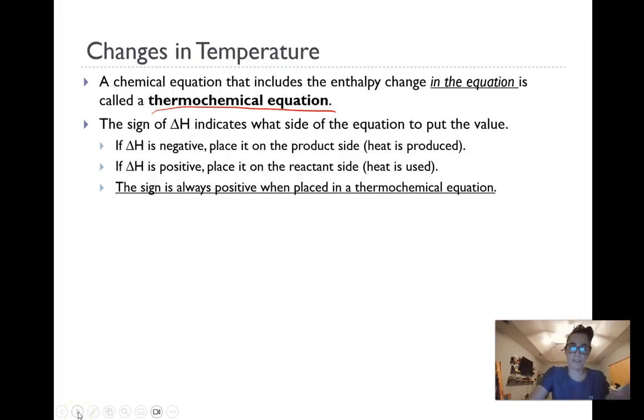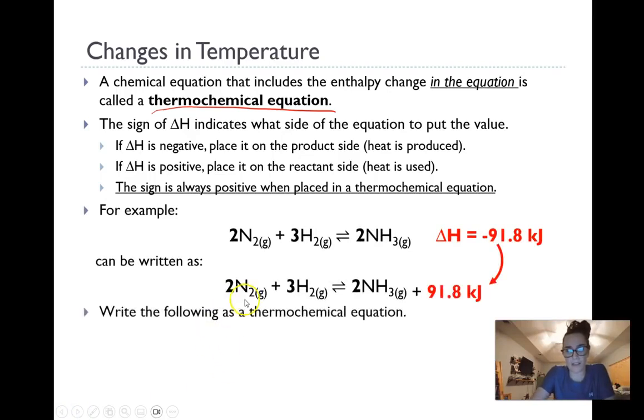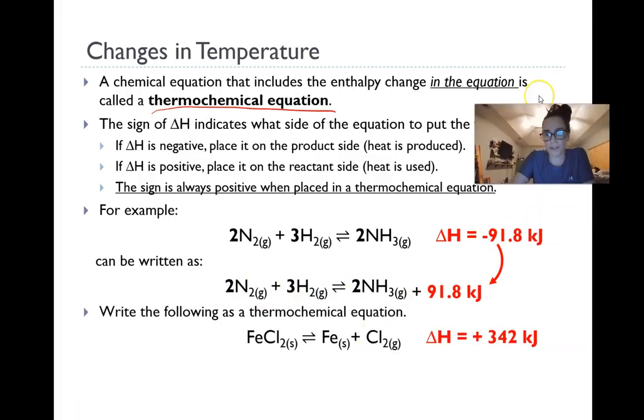It's just going to be on the left if it's reactants, if it's endothermic, and it's going to be put on the right if it's a product of an exothermic reaction. So for example, in the process of making ammonia, it is an exothermic process in which 91.8 kilojoules of heat are released. So we're going to write that as N2 plus 3H2 makes 2NH3 plus 91.8 kilojoules.